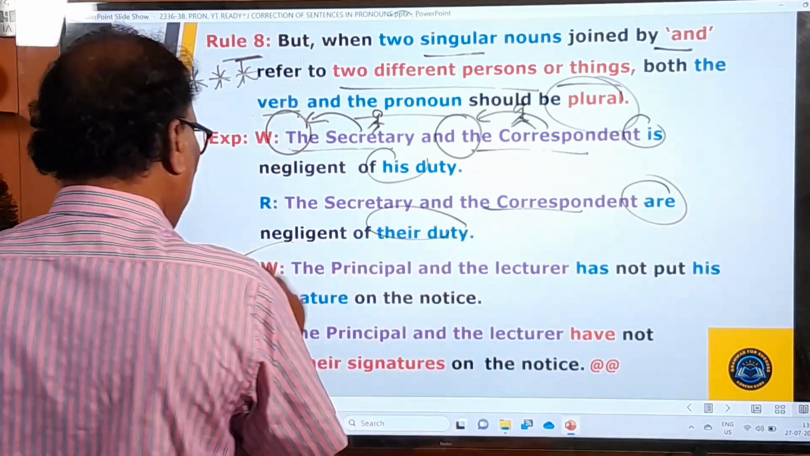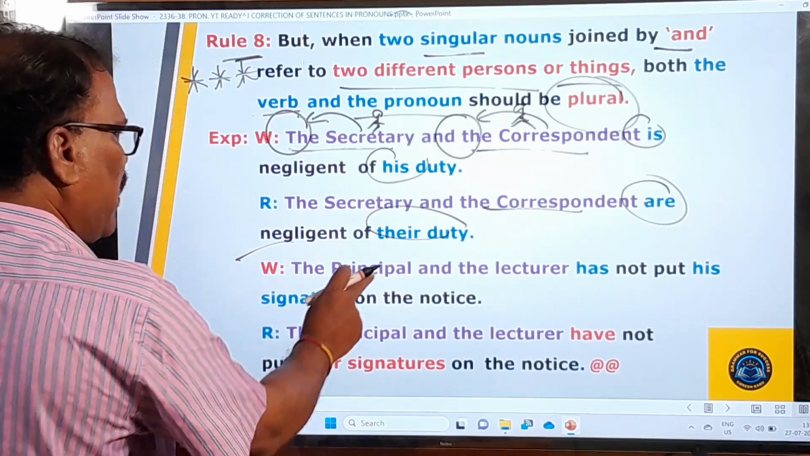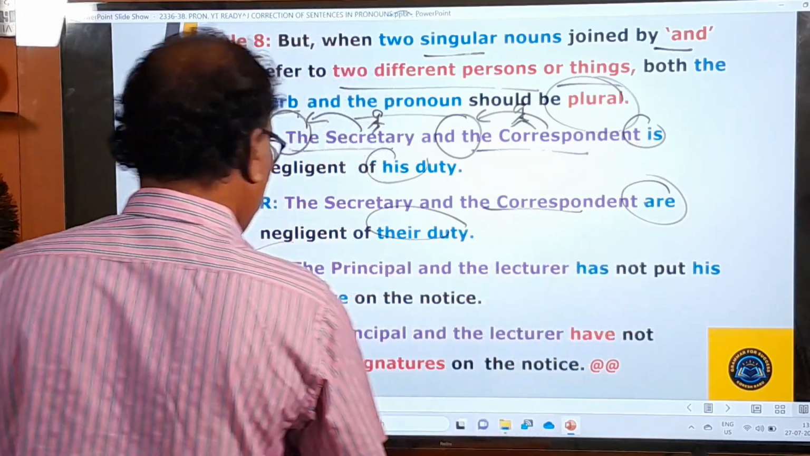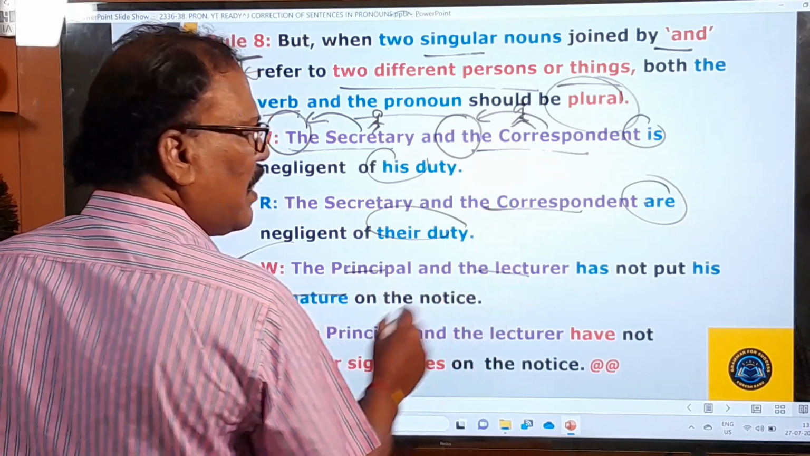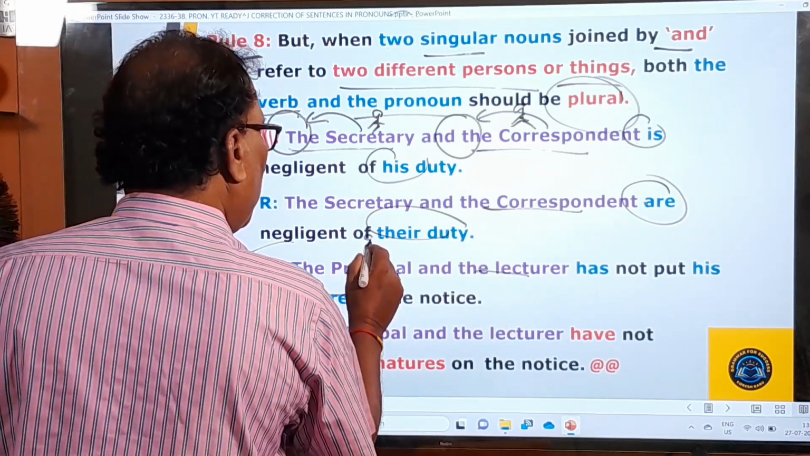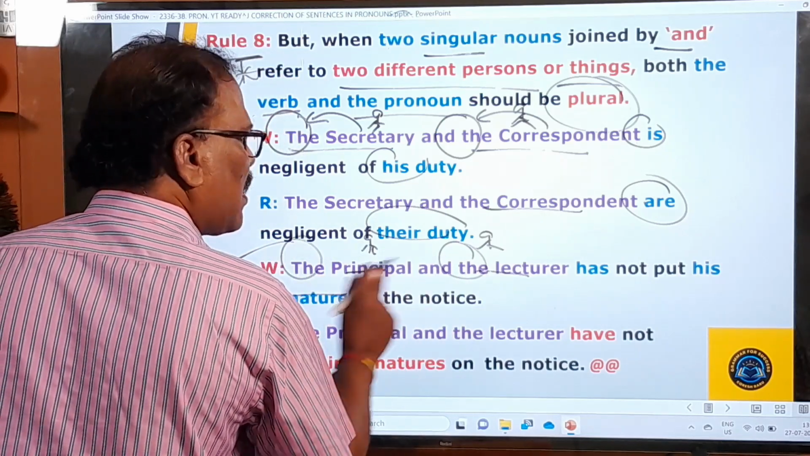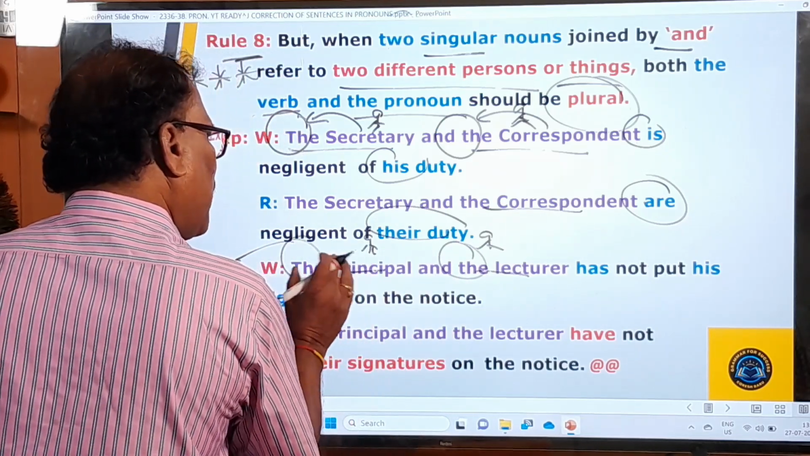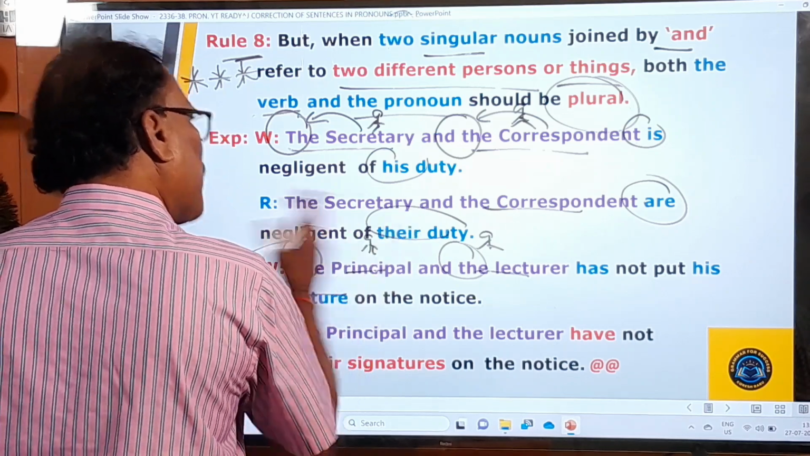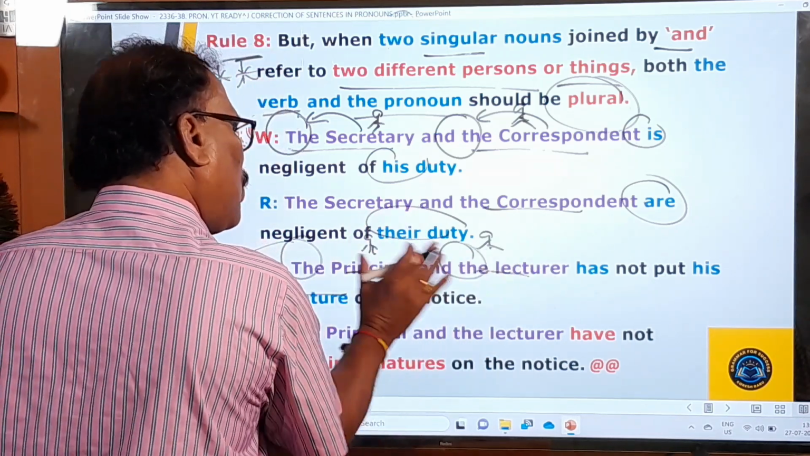Their duty. And similarly, this next one: the principal and the lecturer has not put his signature on the notice. The principal and the lecturer. So here the principal is separate and the lecturer is separate, because you have used the definite article separately. This is making them separate. The principal separate, the lecturer separate. So there are two persons in this.